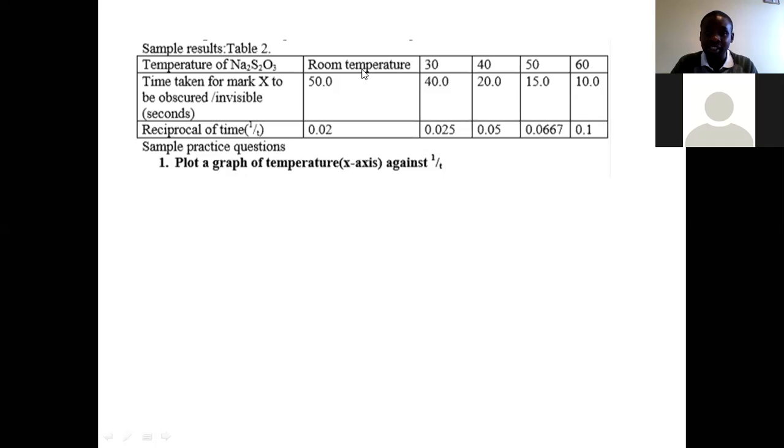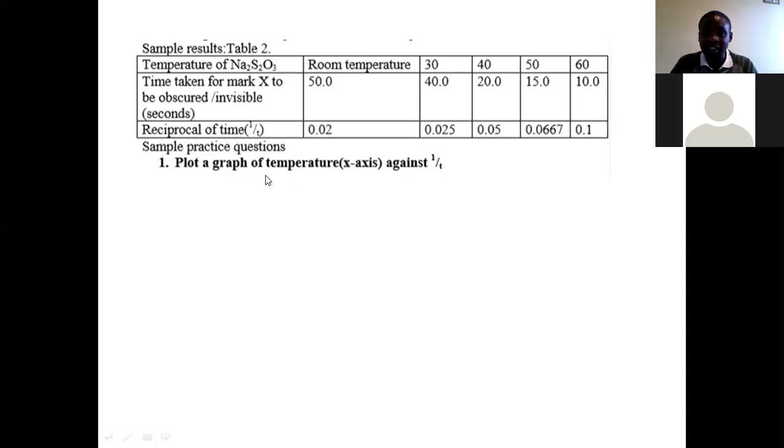And again, look at the consistency. The time is recorded to the same number of decimal points. Then if you get the reciprocal of time, which we are calling the rate, you are going to have 1 over 50, 0.02, 1 over 40, 0.025, 1 over 20, 0.05, 1 over 15, look here, at least 4 decimal places, 1 over 10, 0.1. So if this one has 4 decimal places, it's advisable that you make sure that all the values in this row have an equal number of decimal places.